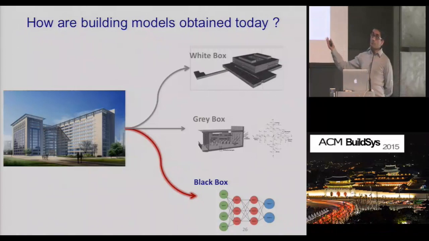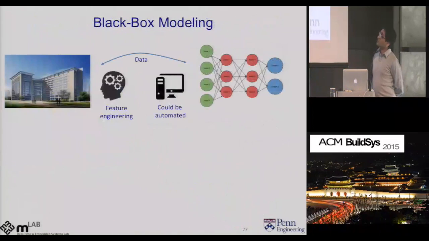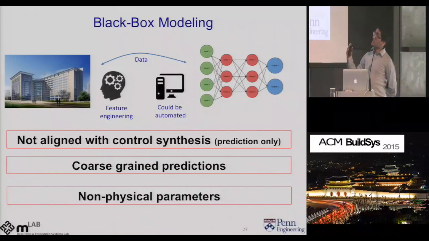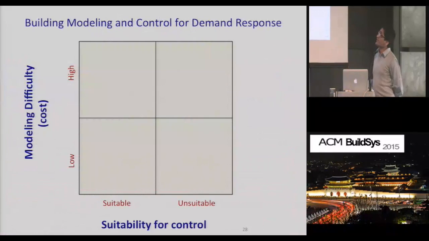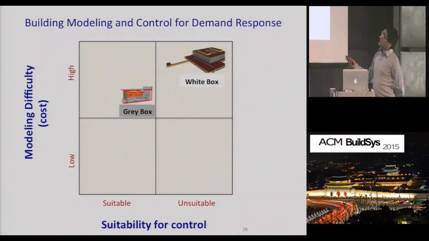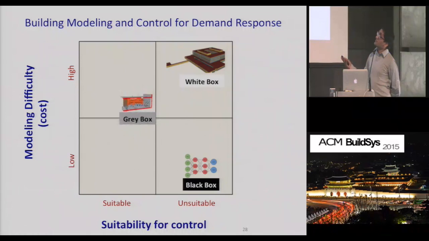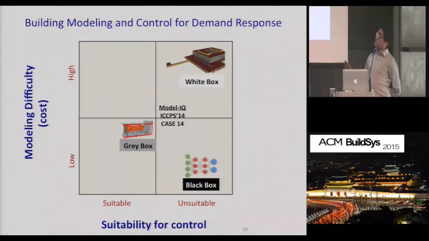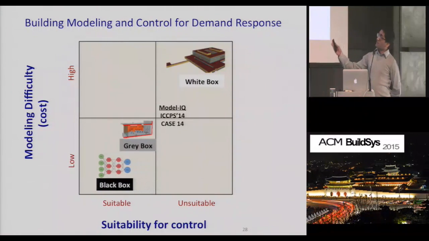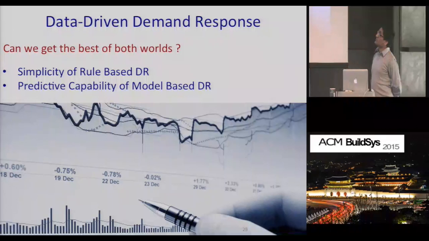So that comes to black box models. These are data-driven models, which are great for prediction and can provide coarse-grained prediction, but they are not based on the physics, and hence you cannot use them for control directly. In the past, our work looked at how to take gray box models and simplify them so that we can use them for control but make them lower cost. We automated the process of building gray box models. What I'm going to talk about today is how we can take black box models and make them suitable for control, using data-driven or machine learning models to synthesize control strategies.